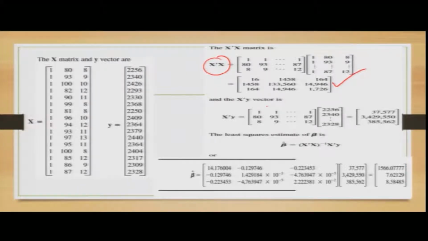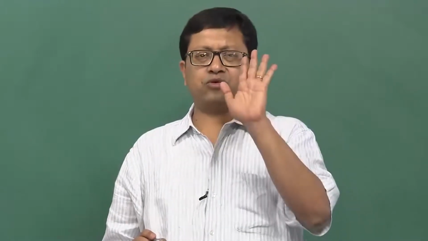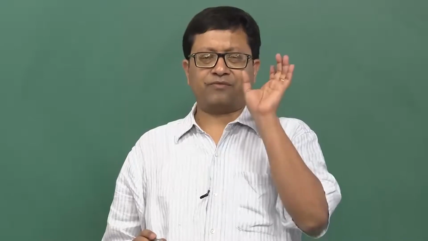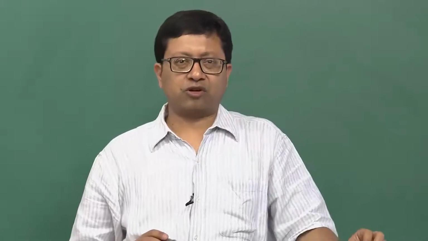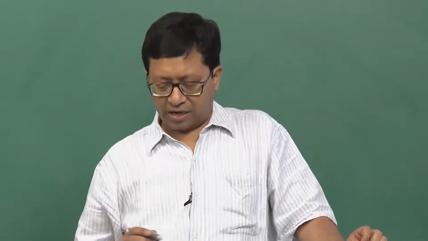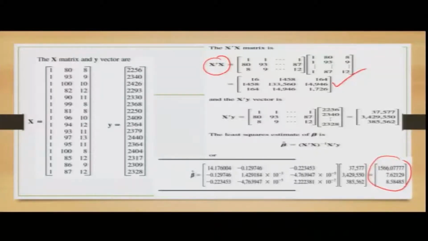So, once we find it, then put them in this equation. What was the equation? The equation was basically x prime x, inverse, multiplied by x prime, multiplied by y. In sequence, you will find the 3 cross 1 values corresponding to beta hat. So that beta hat comes out to be this, which means beta naught is equal to, I will not read the decimals, 1566 is the value of beta naught, and let me bring the decimal values for beta 1.